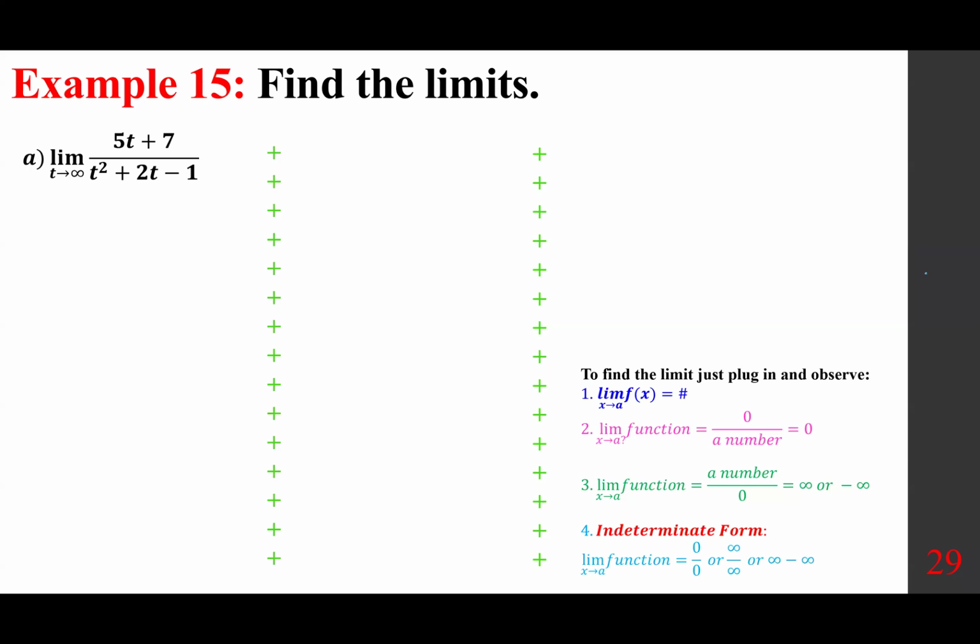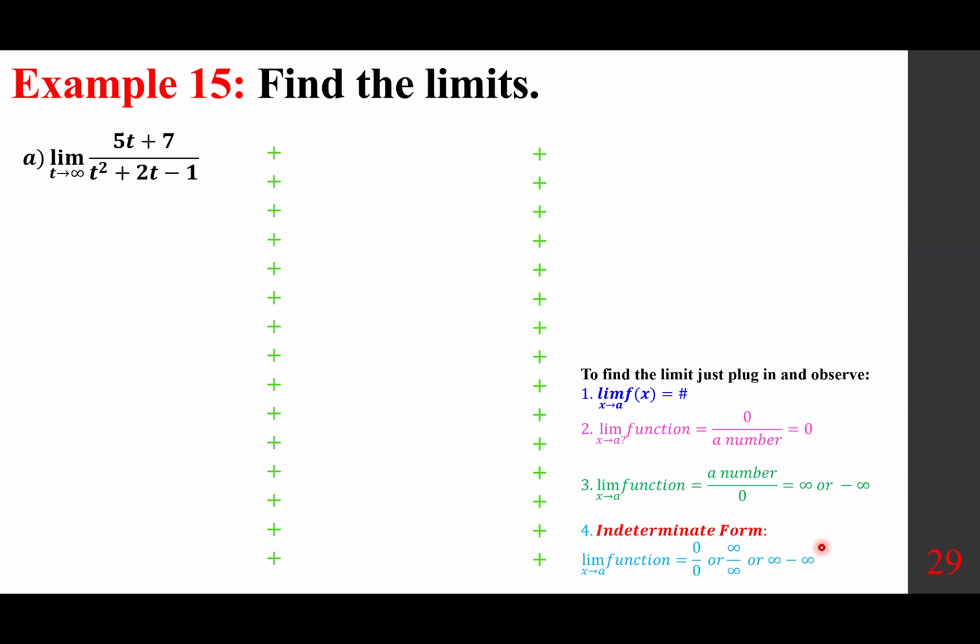Now, let's see how we deal with limits in general, when we want to do it algebraically. To find the limit, just plug in and observe. If the limit of f of x as x approaches 8 gives you a number, you're done. If it gives you 0 over a number, that is 0, and you're done. If it gives you a number over 0, you just have to figure out if it is positive or negative infinity.